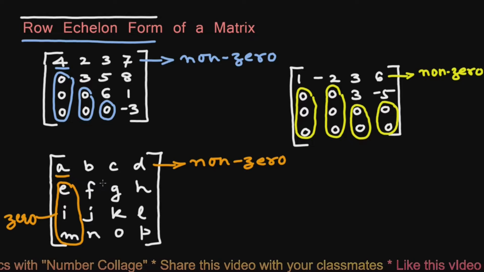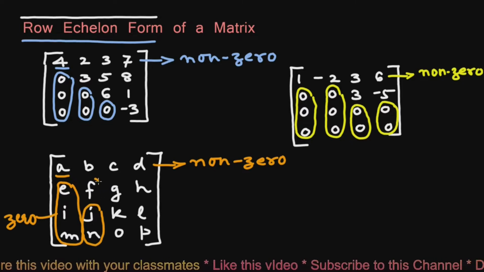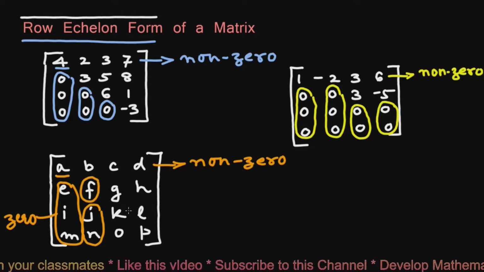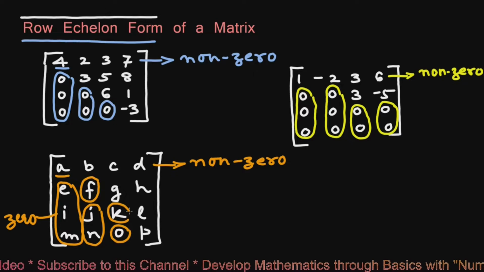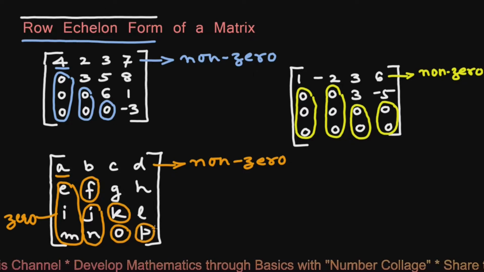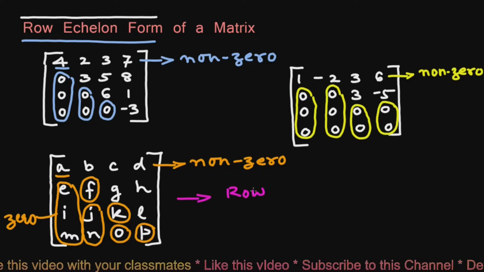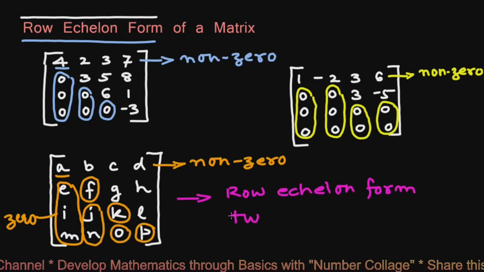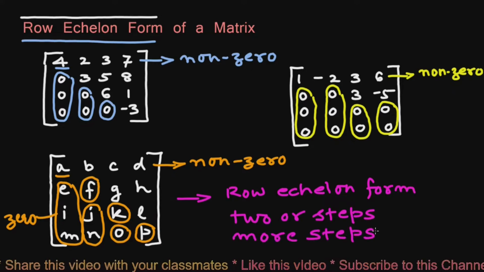Then we try to make elements I and J equal to 0 which are below F. Then we try to make this O element 0 which is below this K, and finally we try to make this P 0. In this procedure we might get the row echelon form even in 2 or 3 steps or in more steps. Now we will see what is column echelon form and how to get it.